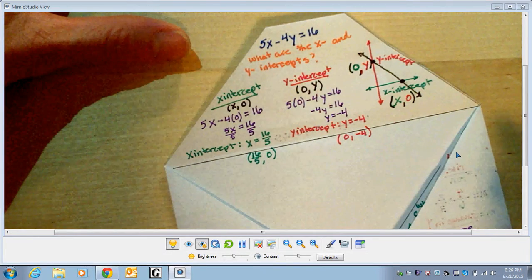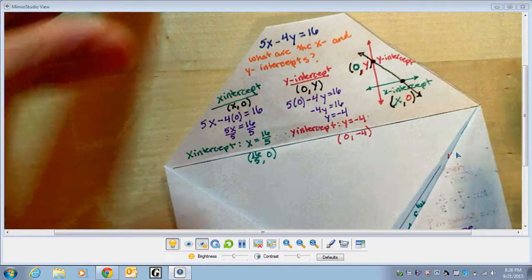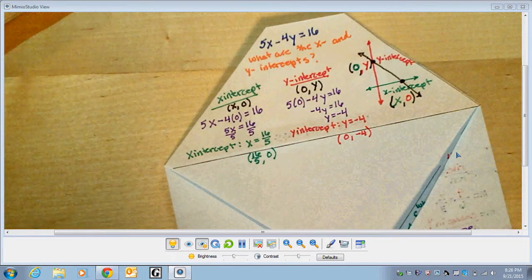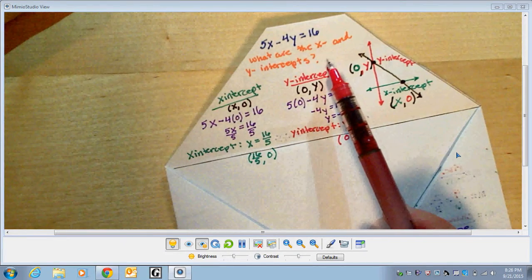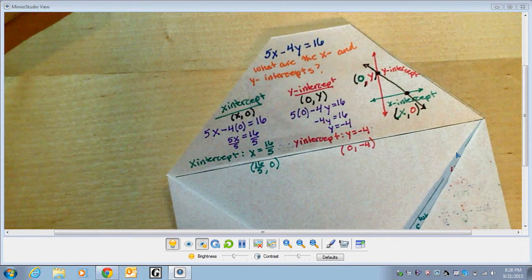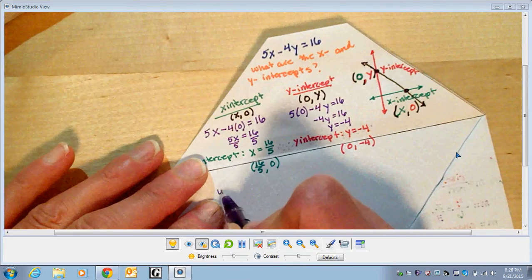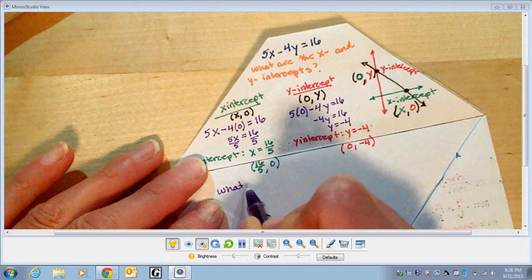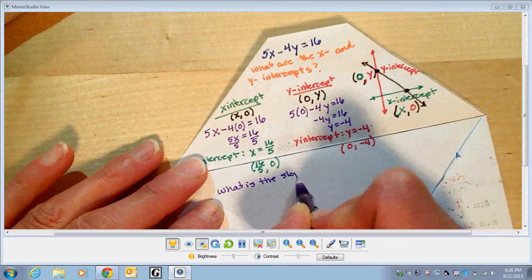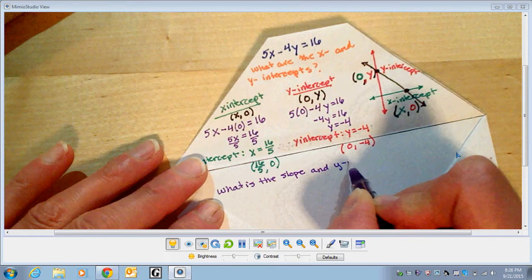But let's say I want to rewrite it in slope-intercept form, because then I can find the slope. From this form here, I don't know what the slope is. So let's say I want to know what the slope is. So let's just write this down as an equation. So I want to know what is the slope and y-intercept.